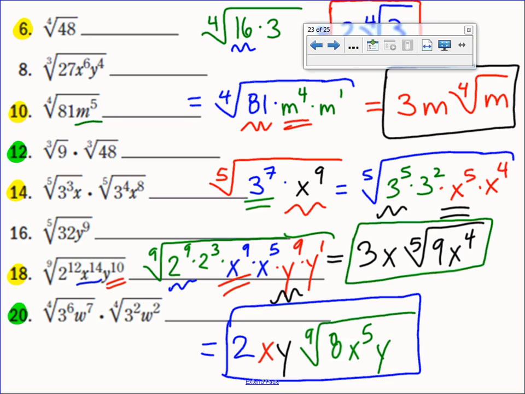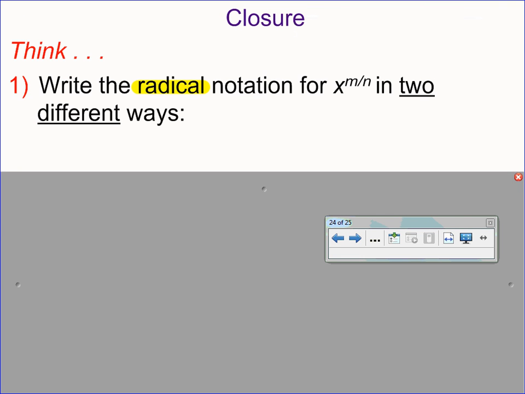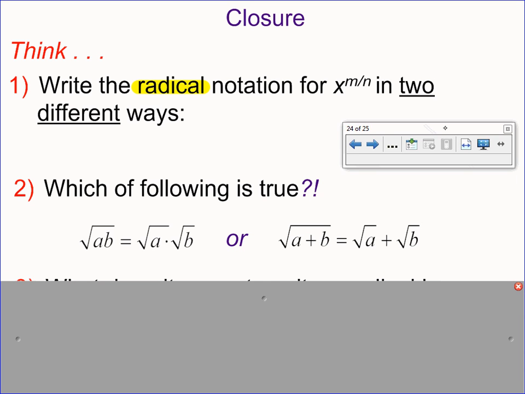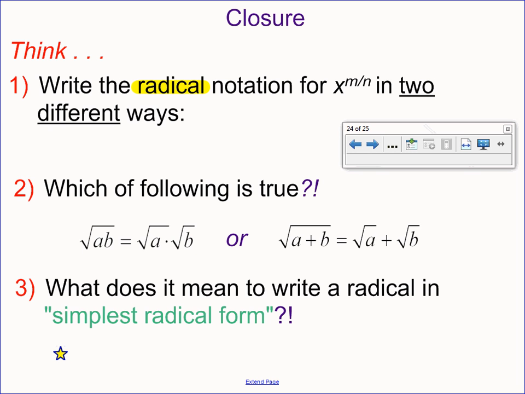That was serious. Let's go ahead and attack our closure then. So we're going to rewrite radical notation 2 different ways. And this was earlier in our discussion. X to the m over n can be rewritten with radicals, right? With radical symbols. Go ahead and write 2 different expressions that involve radicals that are equivalent to x to the m over n. Don't say it out loud. Then we're going to circle which one of these is true. And lastly, what does it mean to be in simplest radical form? So let's see a written response for each of these. We just have one thing we're concerned about with simplest radical form at this stage, and be ready to share with the class.